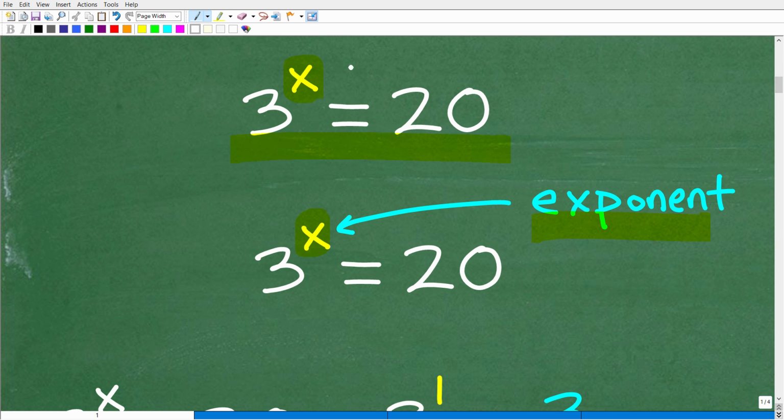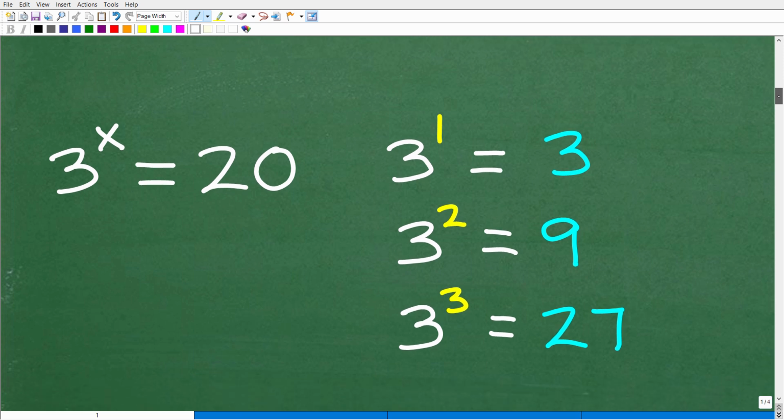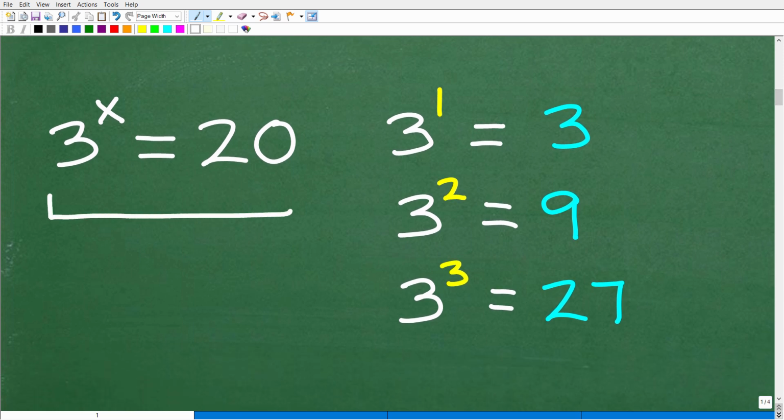Well, we're trying to find the solution, which is the value of x that makes this equation true. Okay, so we can think about this in this manner. Here is our problem: 3 to the x power is equal to 20. So let's run some basic experiments here. What value of x, 3 to what power, is going to be 20?